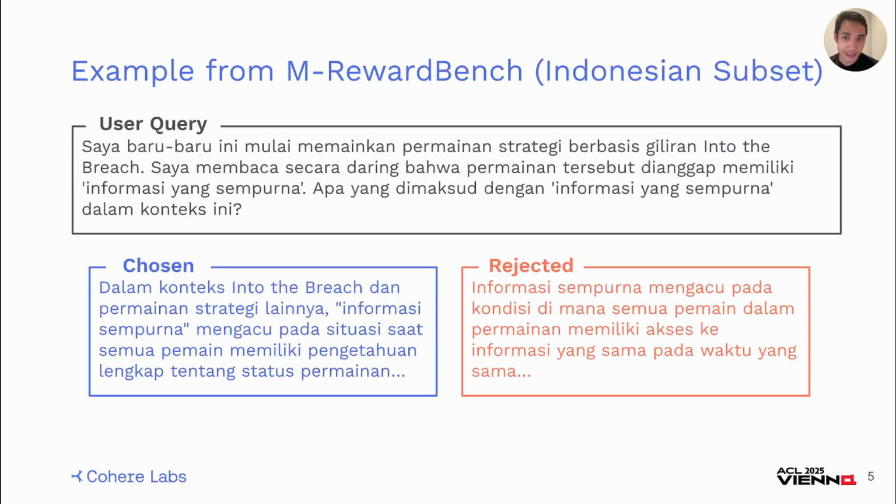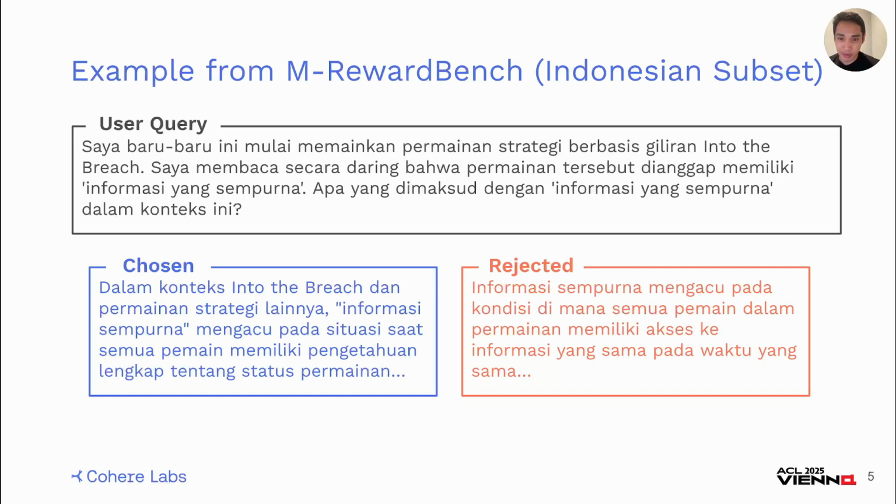To give you an instance of M-RewardBench, here's one from the Indonesian subset. So here we have a query where a user is playing a game called Into the Breach, and they're asking what does perfect information mean. So to give you some background, Into the Breach is a video game that's quite similar to Final Fantasy Tactics. If that reference kind of whooshed through you, just think of it like chess with guns and robots. So for a reward model to successfully answer this question, it should be able to assign a higher reward to the gold chosen response.